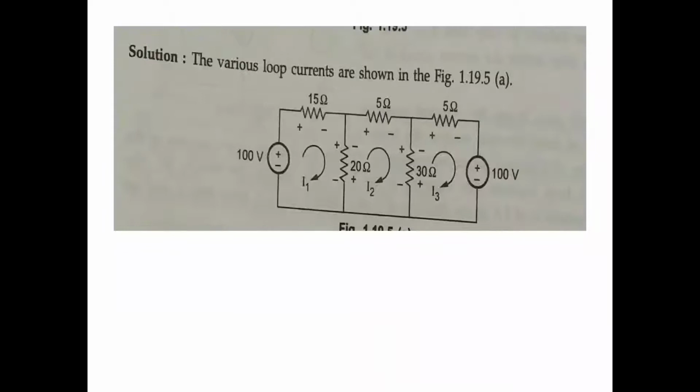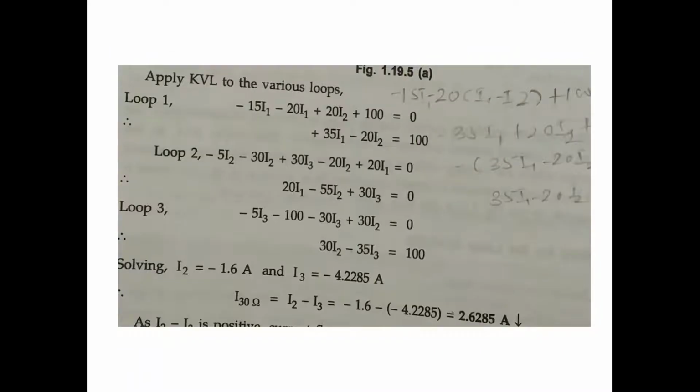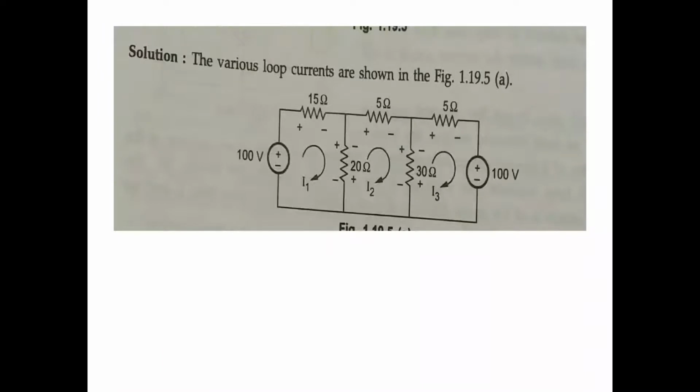Okay, first write down the various loop currents I1, I2, I3. With respect to I1, write the equation: plus 15 I1 minus 21 I1 plus 22. Why is the first minus and the next plus? Because one current is upward and the other current is downward. That is minus I1 and minus I2, that is minus of I1 minus plus I2. That is 15 I1 minus 20 I1 plus 20 I2 plus 100 equal to 0.